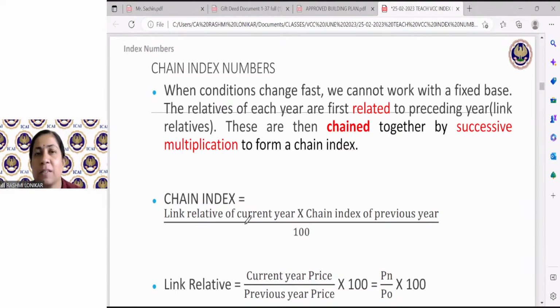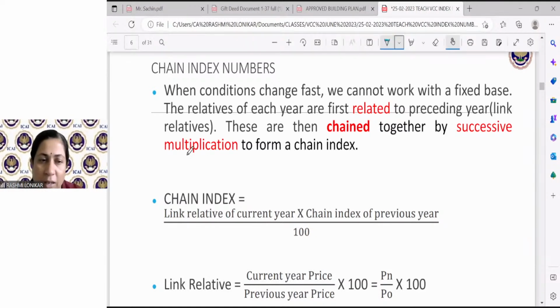So what happens is that prices are changing very fast. And so we need to link the new price with the old price also. Okay. So what happens is when conditions are changing fast, we cannot work with a fixed base because the base itself is shifting. So relatives of each year are first related to the preceding year relative. Those are then chained together by successive multiplication to form a chain index. Okay.